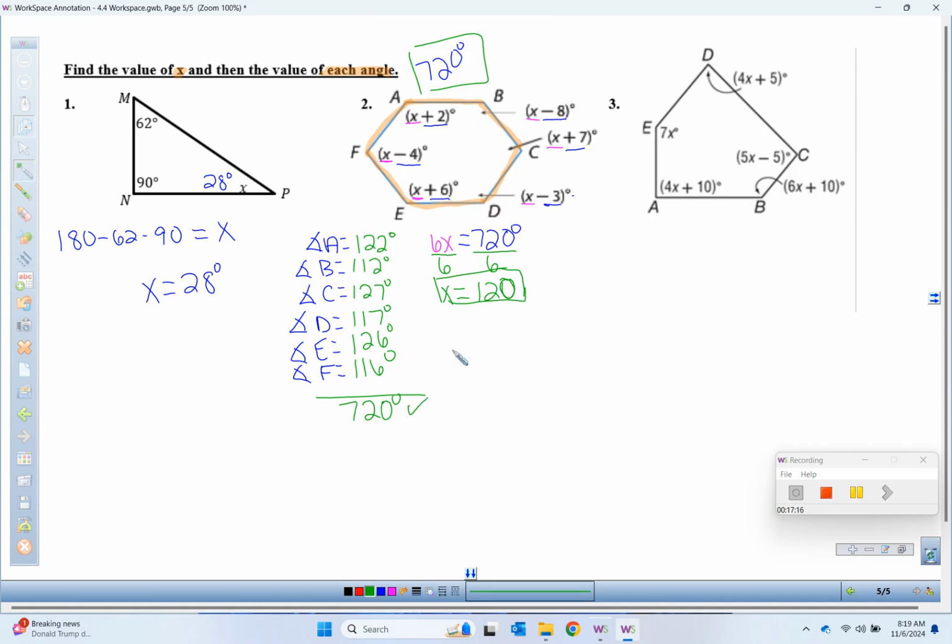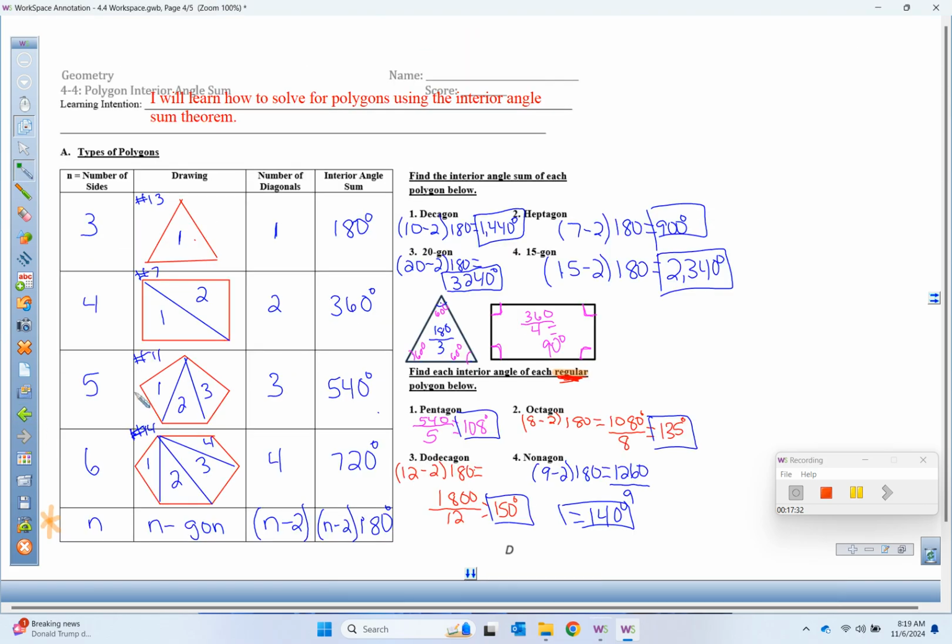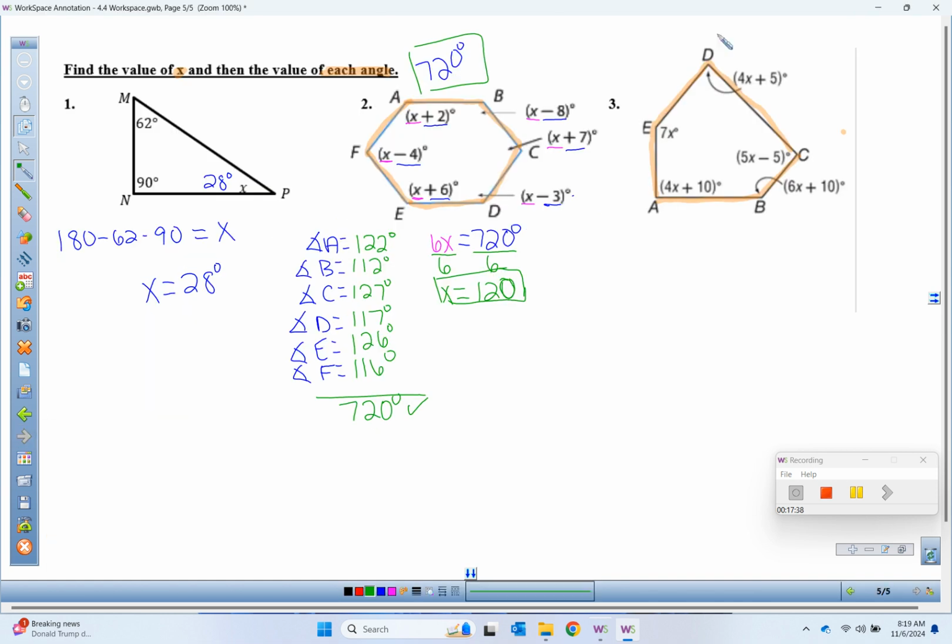All right, let's look at number 3. Okay, first thing we need to know is the interior angle sum. So we know we have 1, 2, 3, 4, 5. We know we have a 5-sided polygon. This is on our chart. So we know that the interior angle sums are 540 degrees. So we know that this is going to equal 540 degrees.